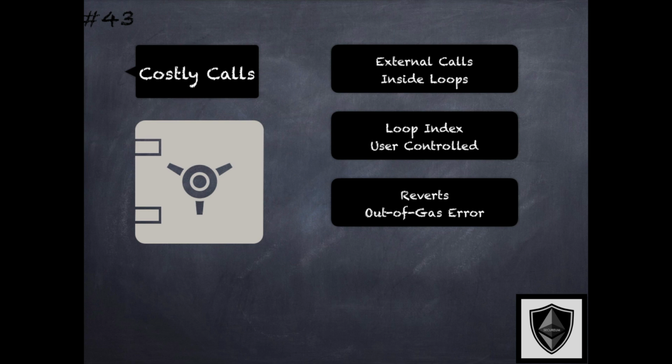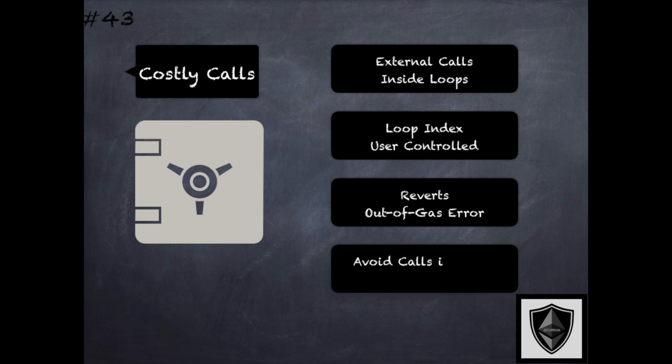So the mitigation here is to avoid or reduce the number of external calls made inside loops, and also check that the loop index cannot be user controlled, or that it is bounded to a small number of iterations. And this again is in the context of preventing opportunities for denial of service.